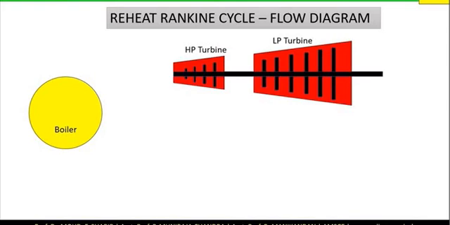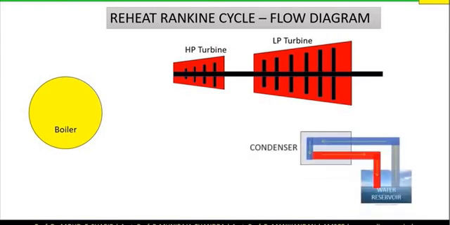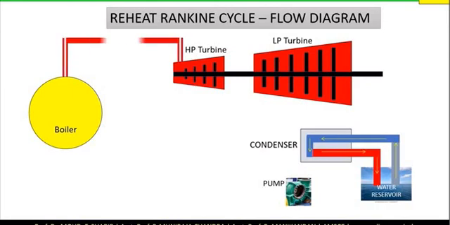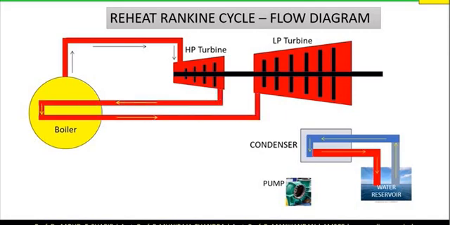The main components are boiler, high pressure turbine, low pressure turbine, condenser and a pump. So initially the high pressure steam is supplied from the boiler to the high pressure turbine. The steam expands and later the steam is again sent back to the boiler for reheating. After reheating, it is sent to the low pressure turbine.